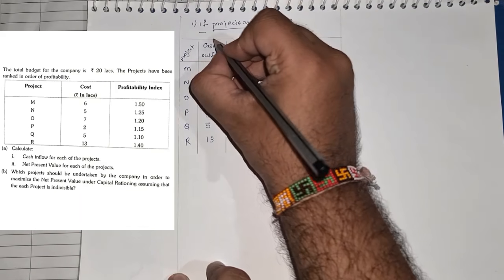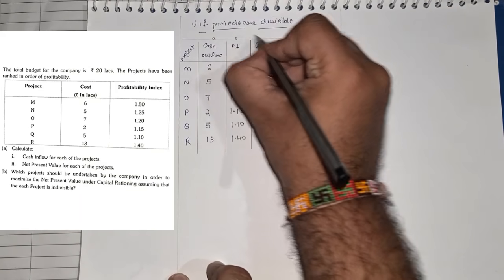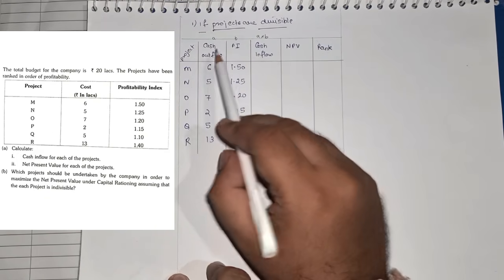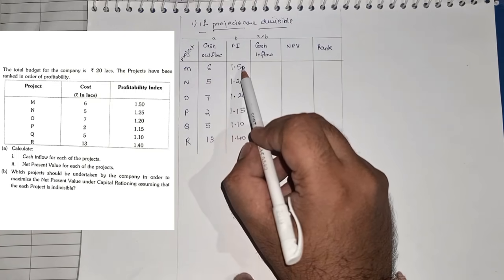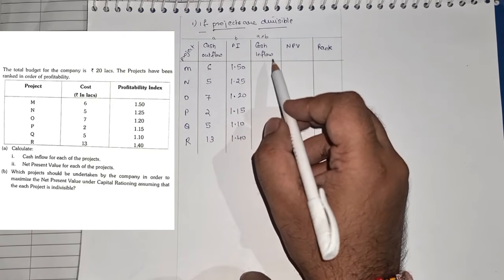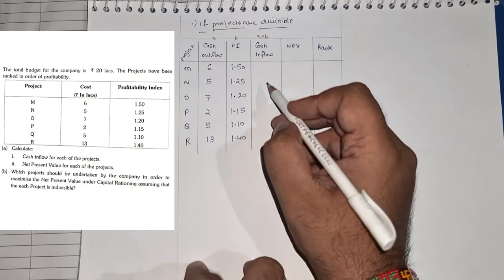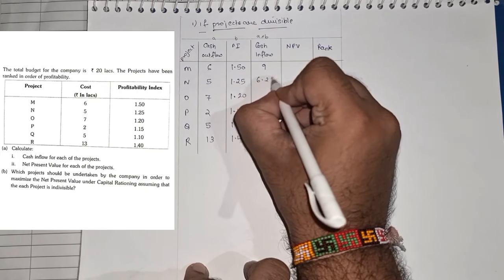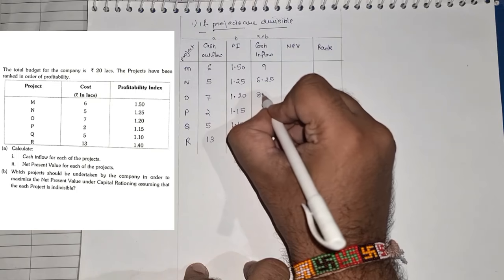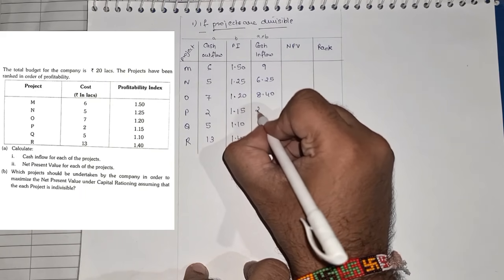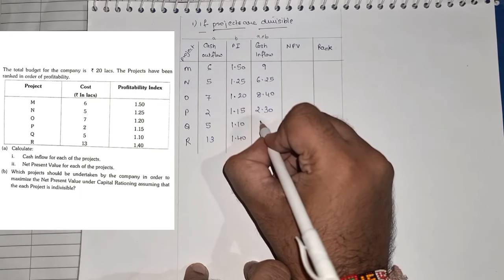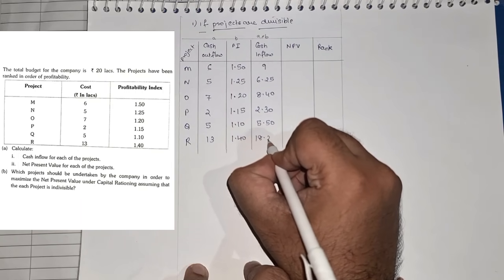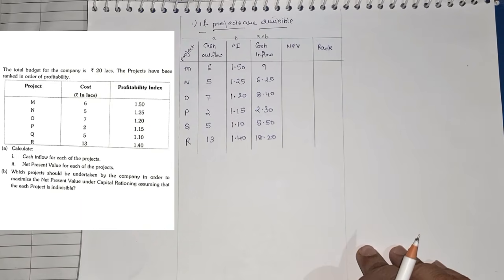Now in order to find cash inflow, remember this. Let's say if your cash outflow is A and PI is B, your inflow will be A multiplied by B. So when you multiply cash outflow with the profitability index, you get your cash inflow. So you remember this formula. So 6 into 1.5 will give you 9, 6.25, 8.40, 2.30, 5.50 and 18.20. Got it?